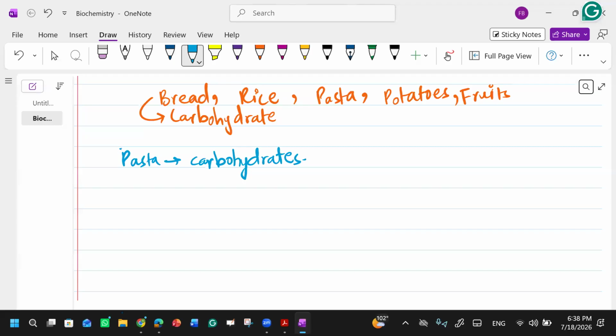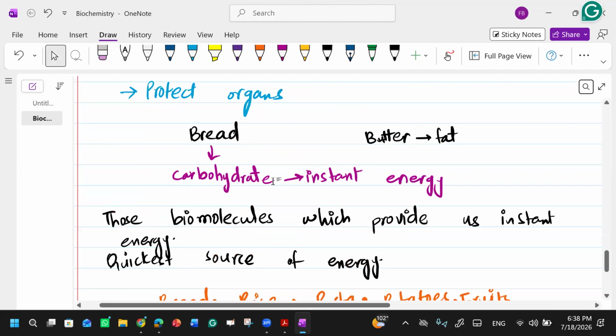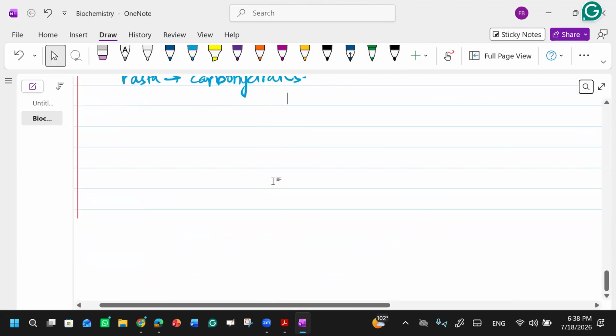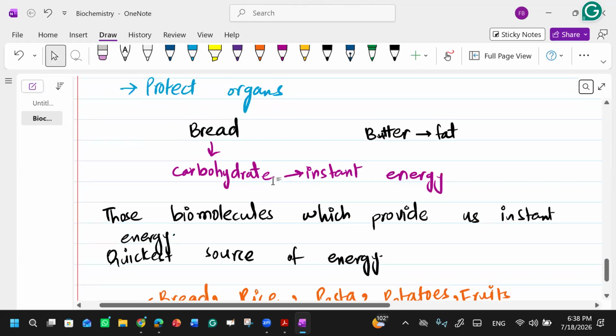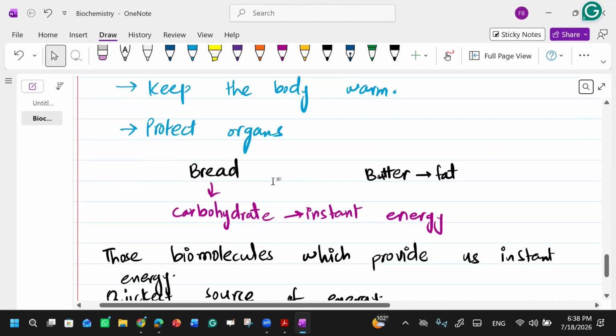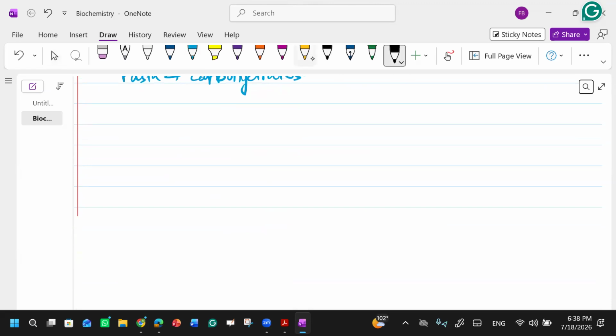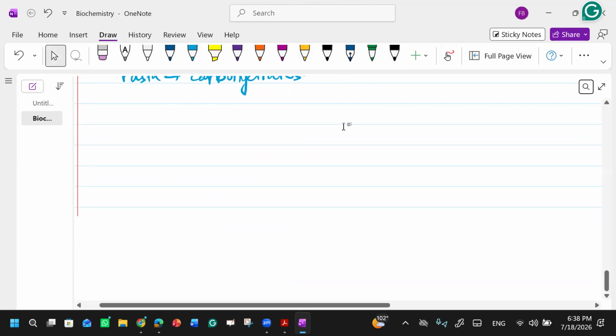So I hope you are clear with the concept of carbohydrates. This is just a general discussion. Today I am just going to give you a general discussion on the biomolecules. I hope you are clear with this. This was about the carbohydrates.